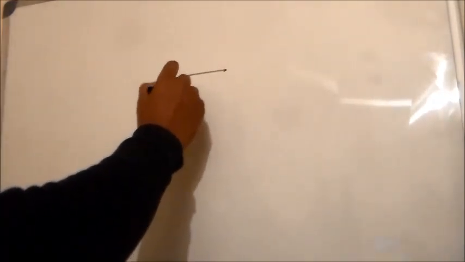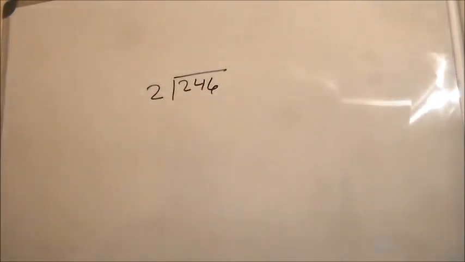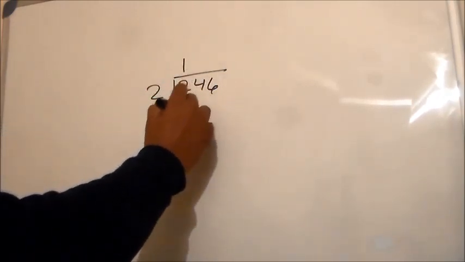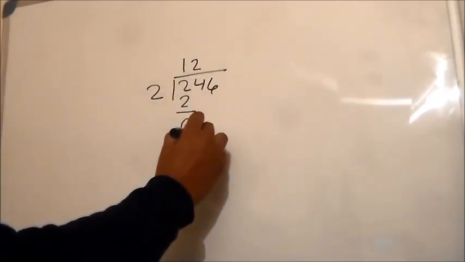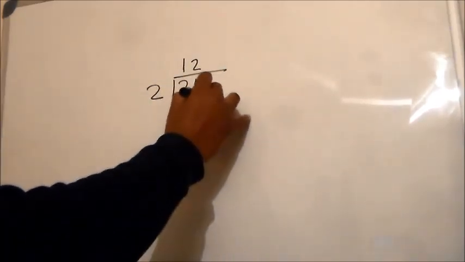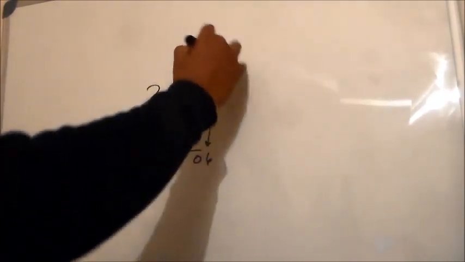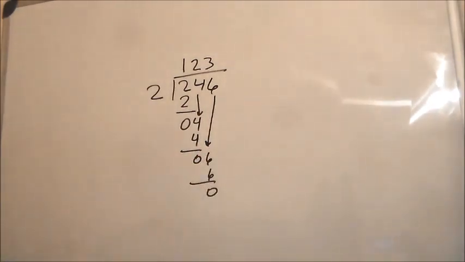Let's see, they may give you a division problem. All right, say 246 divided by 2. Just making this up right off the top of my head. 2 goes into 2 one time. 2 goes into 4 2 times. 2 goes into 6 3 times. That is our answer. Nothing remaining. 123.